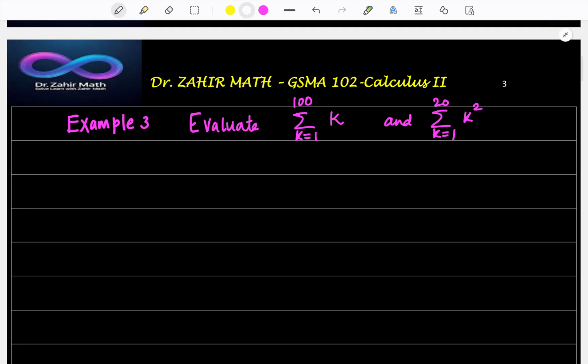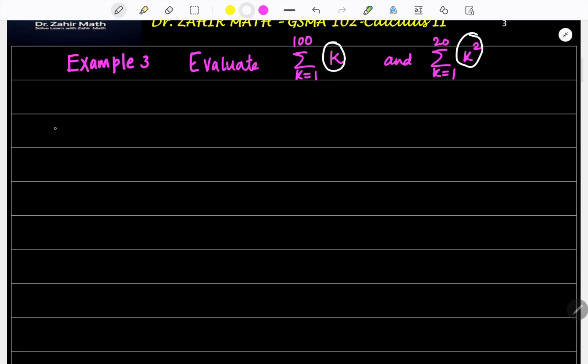Evaluate sigma k equals 1 to 100 of k, and sigma k equals 1 to 20 of k square. So now there are options coming for k and k square. Let's go to the solution. The first question is sigma k equals 1 to 100, which is k, which is equal to 1 plus 2 plus 3 plus up to 100.